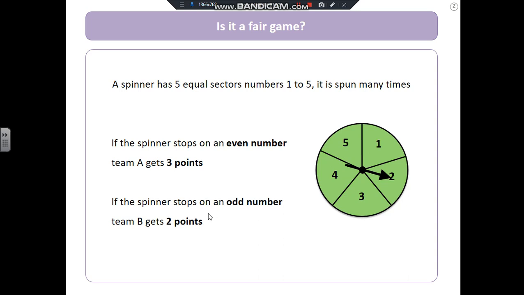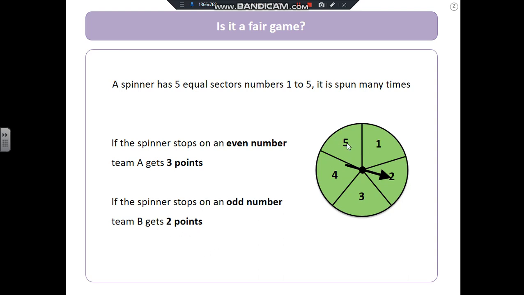Now, team B gets points when the spinner lands on an odd number. Now there are more odd numbers, so 1, 3, 5. So it looks like team B has a higher chance of winning. Now it's more likely to land on those odd numbers, but team B get fewer points.